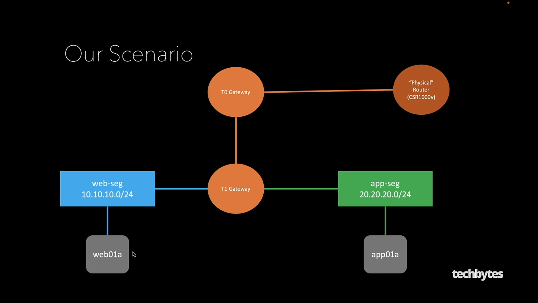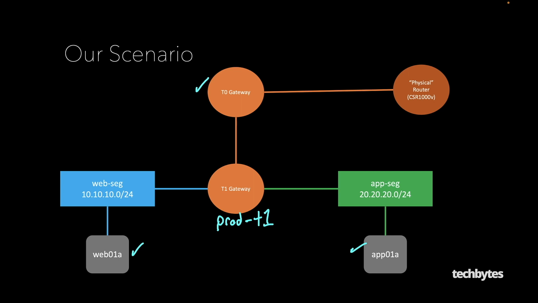We have Web01A and Apple1A over here, and both of those VMs are connected to the same T1 gateway in our environment. I believe it's called prod-T1. We'll confirm that just to be sure. But those are connected to this T1 gateway called prod-T1. And that T1 gateway is connected to this T0 gateway, which I don't recall the name off the top of my head, but it's there, you'll see it.